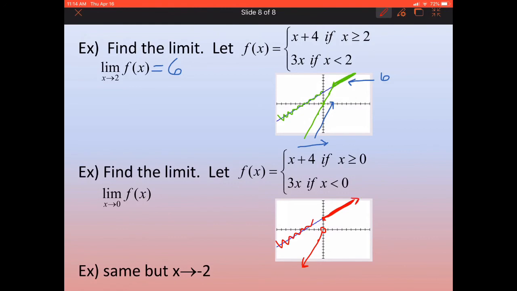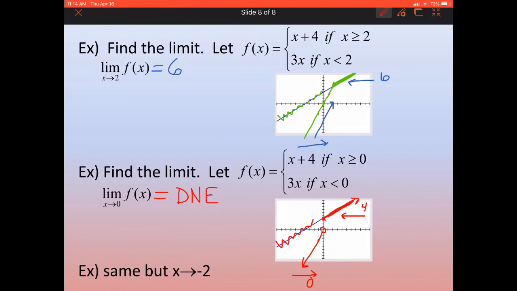So this time, the limit as x approaches 0. From the right side, my y values are approaching 4. Okay, so I'm approaching 4 on that side. And from the left, if I go towards 0, I'm approaching 0. Since those don't match, since we're not approaching the same number, our limit doesn't exist for this one.